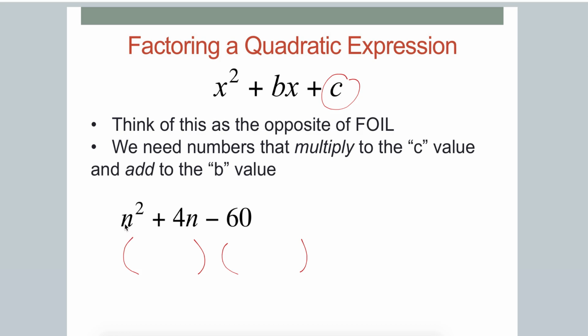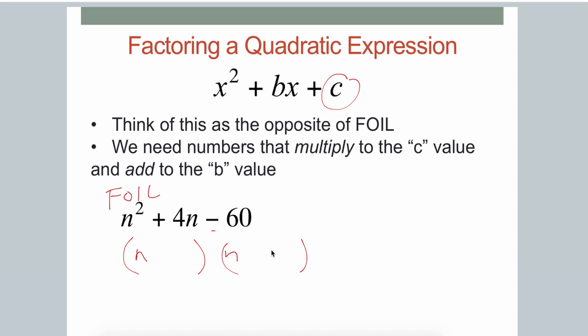So let's dive into it. To get n squared, the first two things have to be n and n, because when I FOIL, first, outside, inside, last, it has no choice but to be n and n. And then the tricky part is getting these two numbers here.